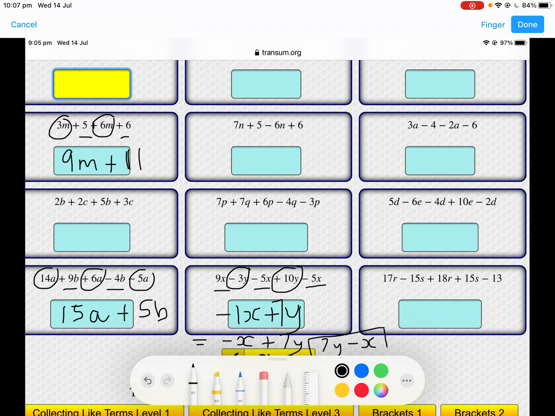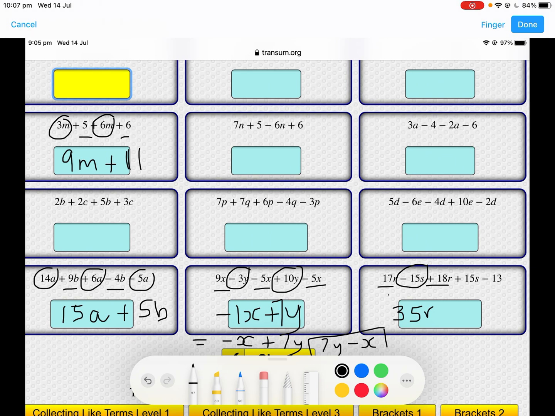And the last one, 17r plus 18r. There's only two r's there, so I'm going to do those two together first. So in front of the 18r is a plus, so that's telling me to add those. 17 plus 18 is 35, I think. 35r, so I'm going to check that on the calculator for me. And then I'm going to do the x's. I've got a minus 15x there. Don't forget, circle the sign in front of the 15.